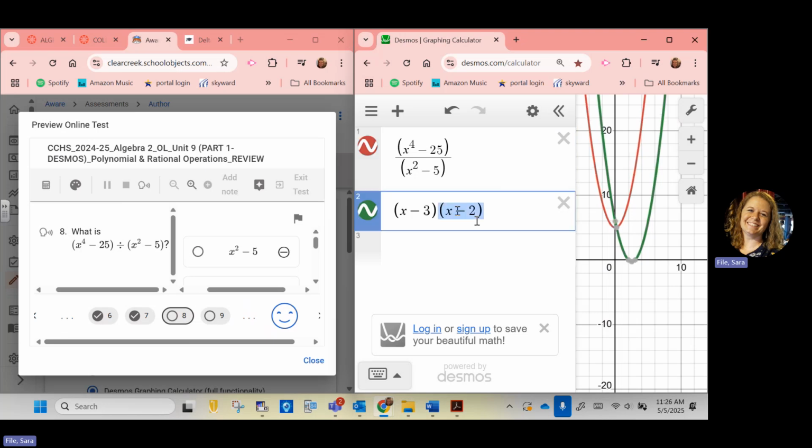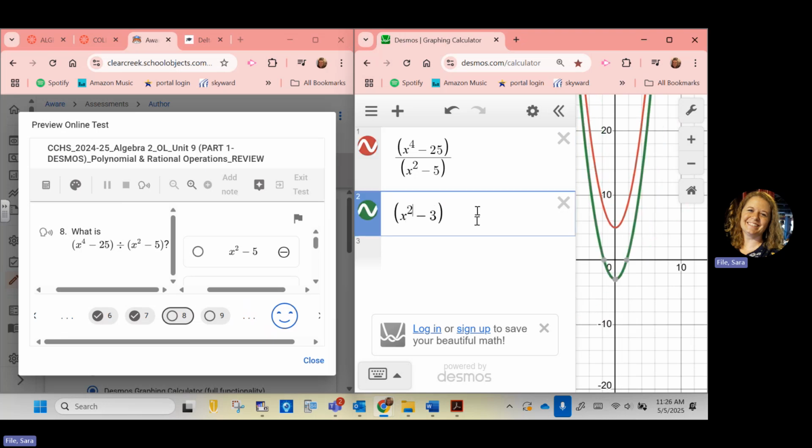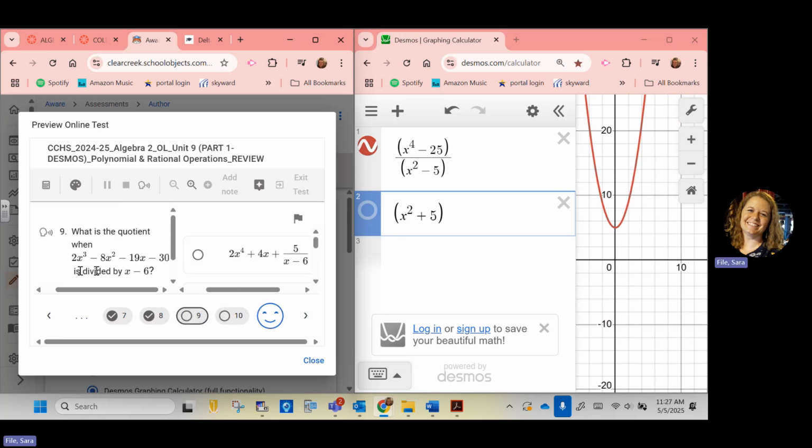And then your first answer choice that you want to check is x squared minus 5. Those are not the same, so that's not it. So then you say, okay, what if I change that to plus 5? Oh, look at that. Those are identical. That's the answer. Okay, and then I move on.